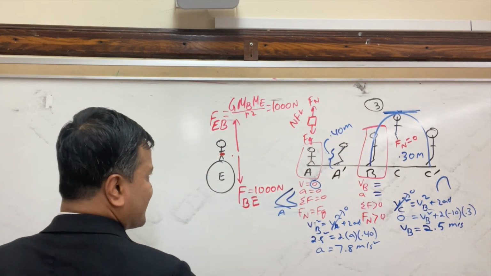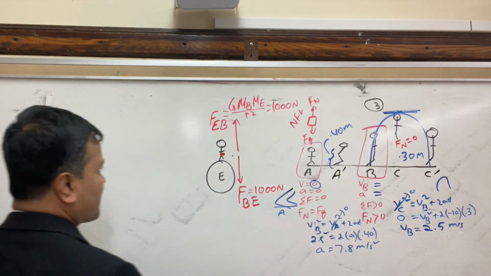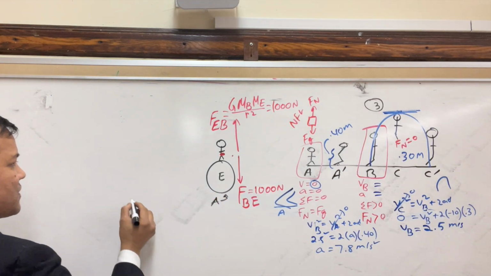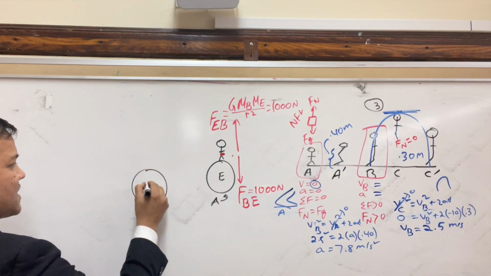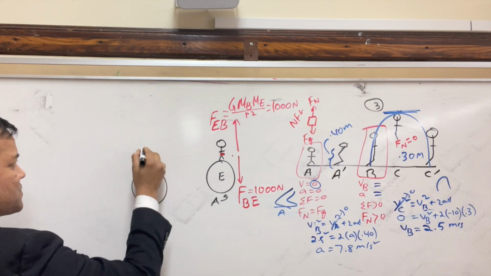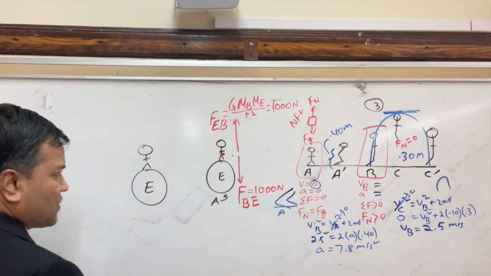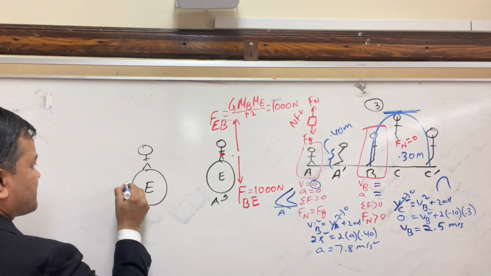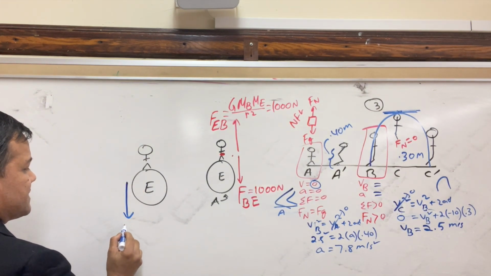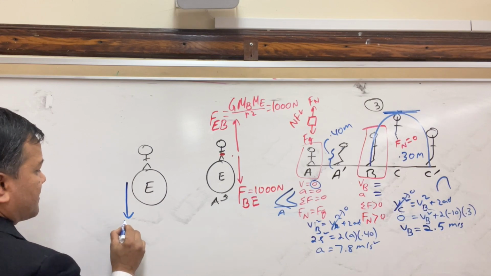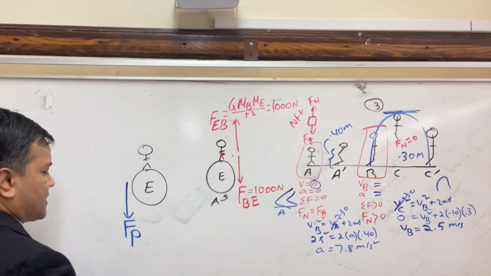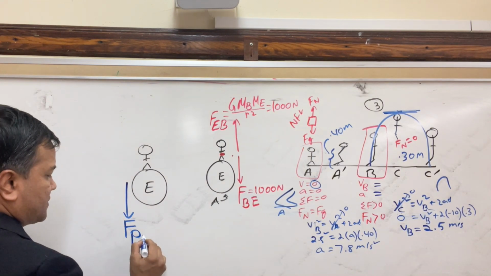Now we're going to do location B. This is location A, now location B. So this is Earth, and again this is Mr. Barry. So what's going on at location B? At location B, you have the force Mr. Barry pushes Earth.